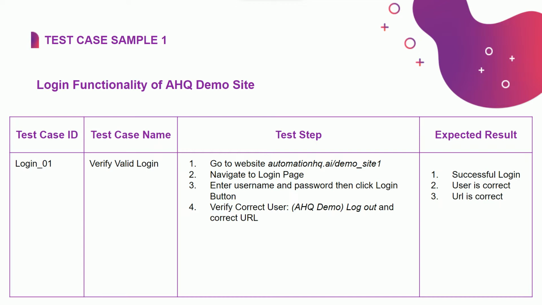1. Go to the AutomationHQ demo site. The URL is automationhq.ai/demo_site1. 2. Navigate to the login page. 3. Enter username and password, then click login button. 4. Verify the correct user logged in, and the correct URL.